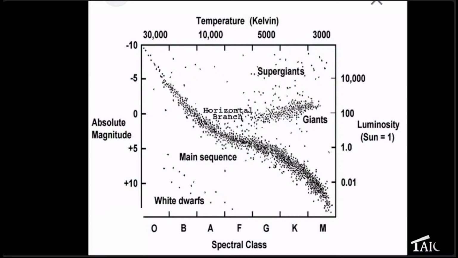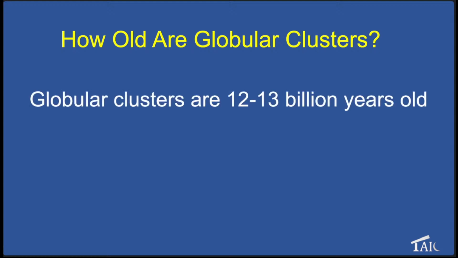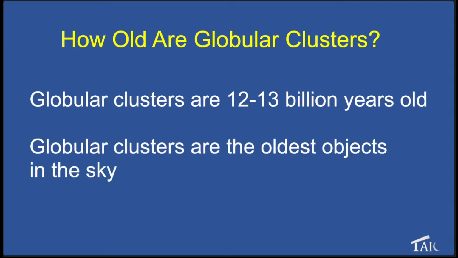Well, if you plot a Hertzsprung-Russell diagram on a globular star cluster, they have a horizontal branch. It's short and it's way down here, which tells us that the age of globular star clusters is about 12 to 13 billion years old. So it turns out that globular star clusters are actually the oldest objects in the sky that you can photograph. Now, this caused a tremendous paradox when Hubble discovered that the universe was expanding.